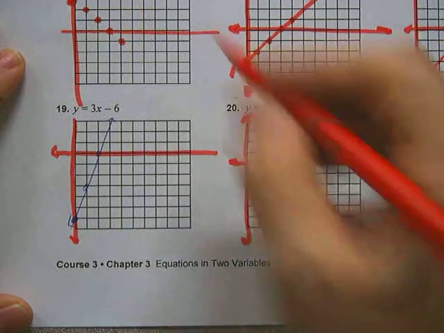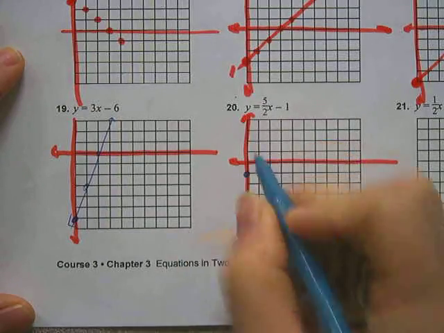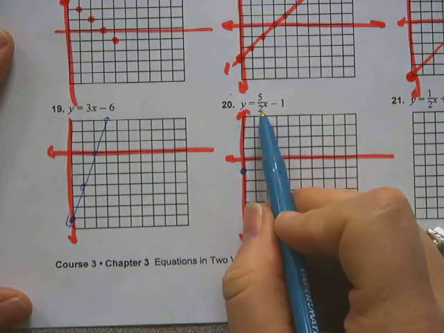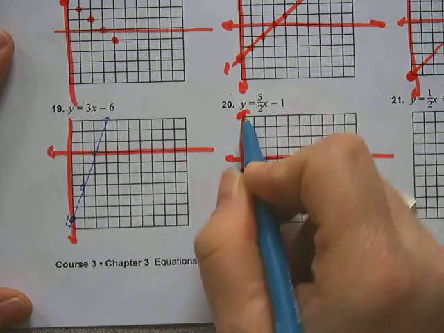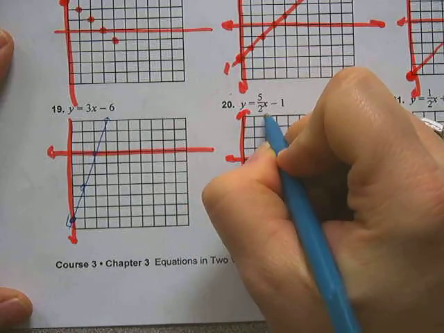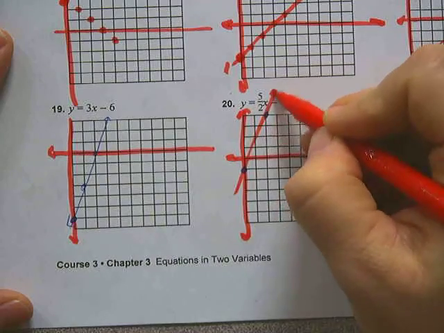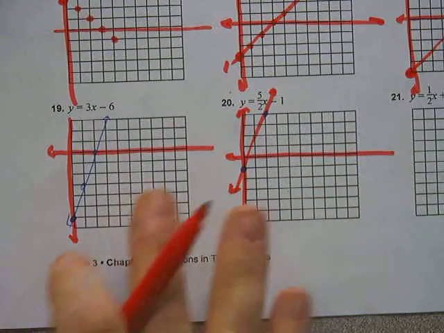Okay, and this one's a little bit tricky. This is the last one I'll do. We have a y-intercept of -1. So we go down on the y-axis to -1. But this time we have a slope of 5/2. That means we rise 5, we run 2. So rise 5, 1, 2, 3, 4, 5, run 2. It's going to look like this. It's a fairly steep line.